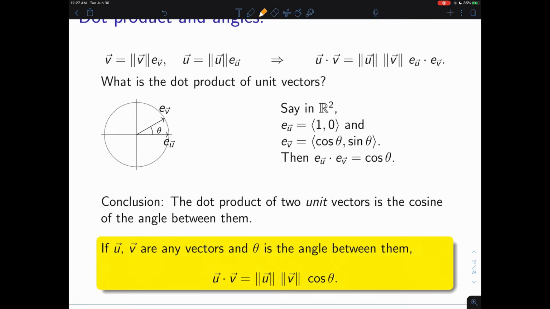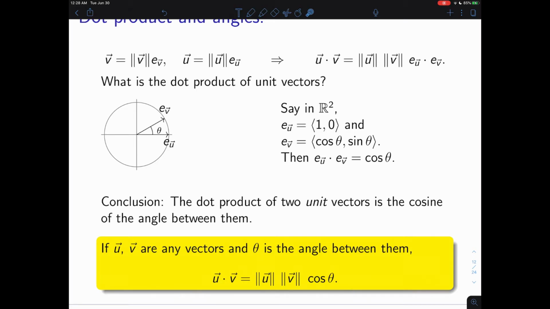So the upshot of this statement: we figured out what happens for unit vectors, but the really interesting conclusion is what happens for any vectors. If u and v are any vectors, then look at this business that we got up here. We figured out u dot v is magnitude of u times magnitude of v times the dot product of the unit vectors, and we just figured out the dot product of the unit vectors. It's cosine theta. All right, so u dot v is magnitude of u times magnitude of v times cosine theta.